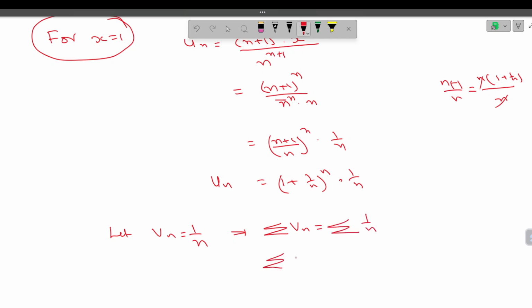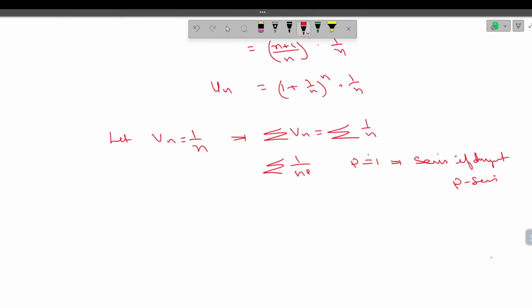Now comparing with the P series, 1 by n to the power of p. When p is less than or equal to 1, the series is divergent. Sorry, not convergent, divergent. How can you say this? By the P series. Now this part is divergent. Now I want to apply the limit comparison test: limit n tends to infinity of u_n by v_n. This we are doing for the finiteness.